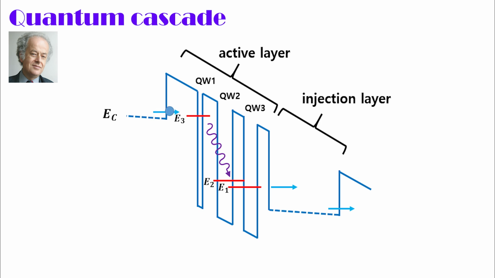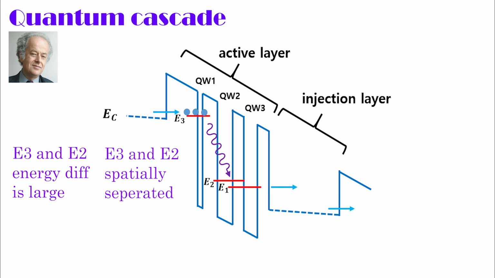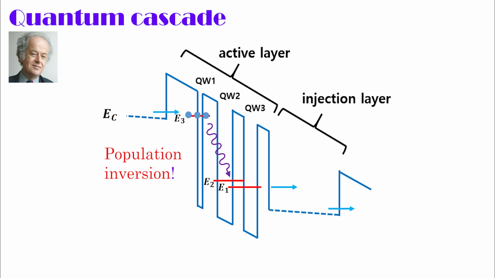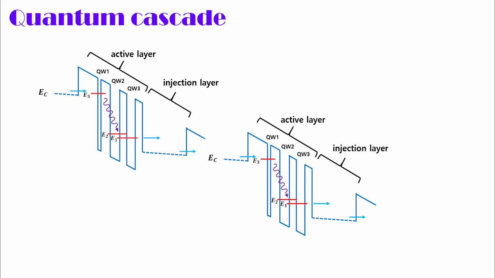Now electrons tunnel into the E3 level, and the electron has no way to go except to E2. The transition is delayed because the two levels, E3 and E2, are spatially separated and the energy difference is large. So now we can have population inversion. When the electron falls down to E2, it moves to E1 and then quickly tunnels out. And now, what we are going to do is connect these quantum cascades. Then, the electron which enters the injection layer should lose its energy by scattering to fall down to the next well's EC.